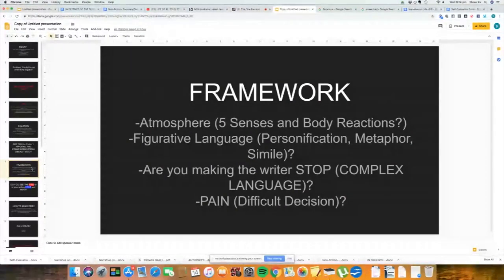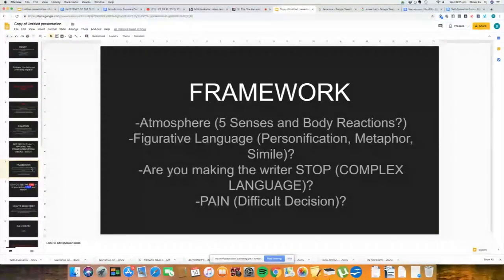Second one, figurative language. We went through figurative language a lot in the first 2 weeks. We talked about how to create personification. We gave you the emotional vocab list. Comment down below, emotional vocab, if you remember what I talked about in terms of personification. Then I taught you how to create metaphors and similes as well.